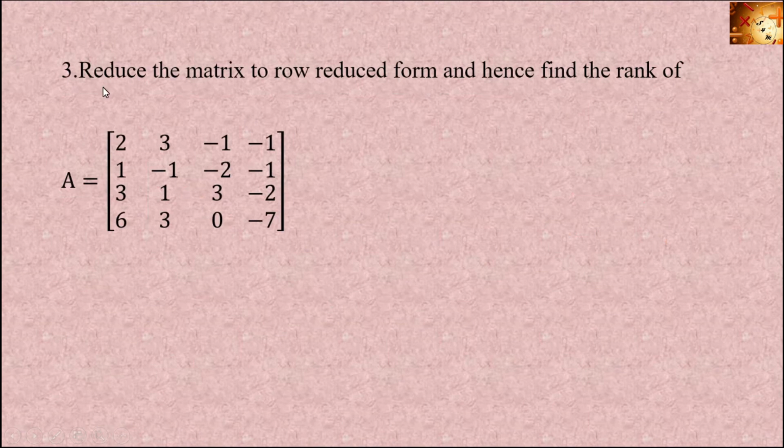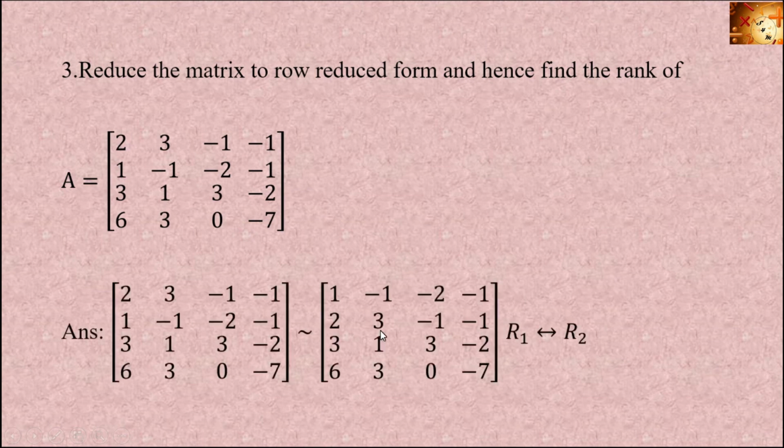Third problem. Reduce the matrix to row reduced form and hence find the rank of this matrix. The row reduced form is also known as echelon form, row echelon form or Gauss elimination method. These all are the same method. This is the matrix. Here 2, 3, minus 1, minus 1 and the second row 1, minus 1, minus 2, minus 1. It is easier when we interchange the first two rows. So I am going to interchange R1 and R2.